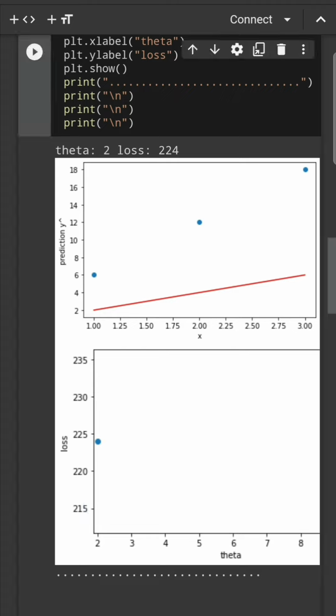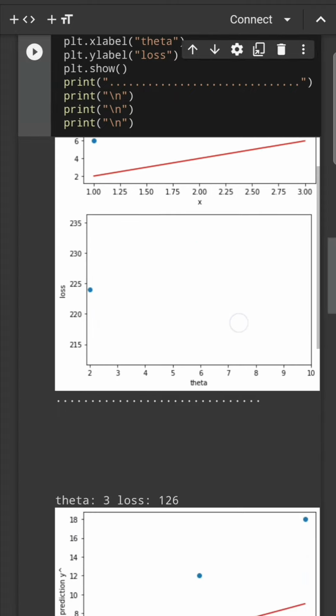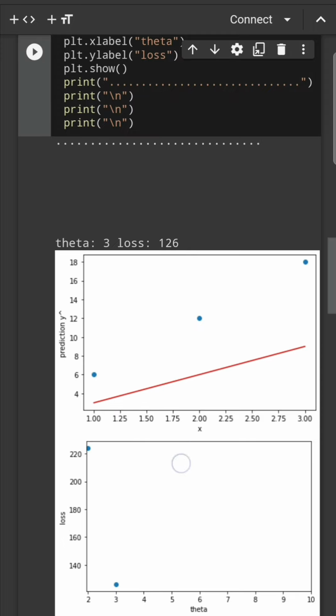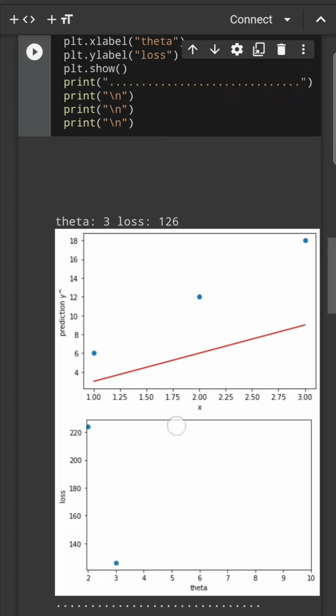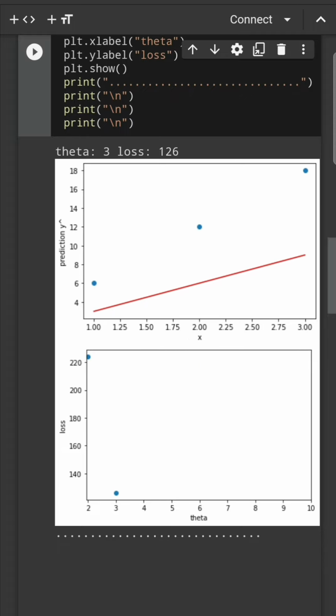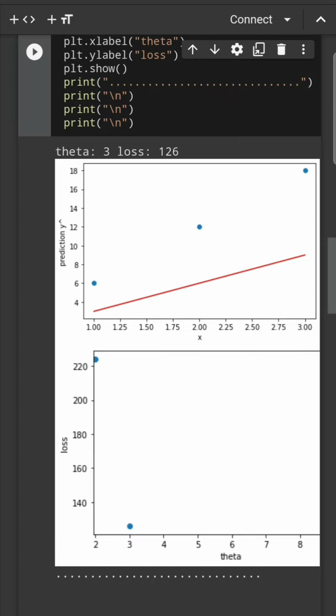So when theta is 2 over here, loss is 225, right? Similarly, I did it with 3. So for 3, the prediction function will look something like this, and loss is 126 with the same loss formula, the loss function. I got this result from the loss function. And when we plot against theta, when theta is 3, our loss is 126.